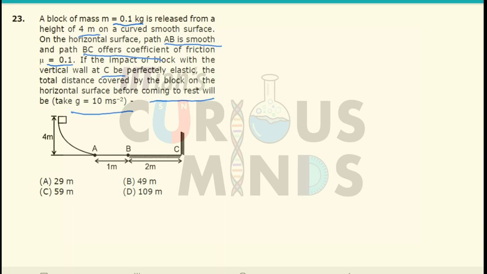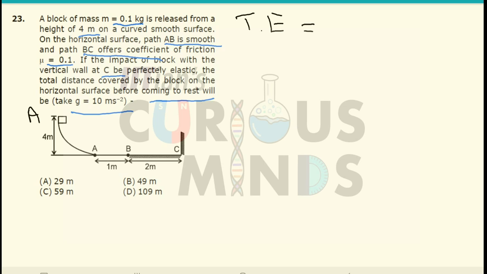Now first of all understand that the potential energy at the top will be equal to the kinetic energy at the bottom. Since there is no friction, this curved surface is smooth, I can say that the potential energy at the top will be equal to the kinetic energy at the bottom. So it means the total energy at this point, let us say this point is A, over here.